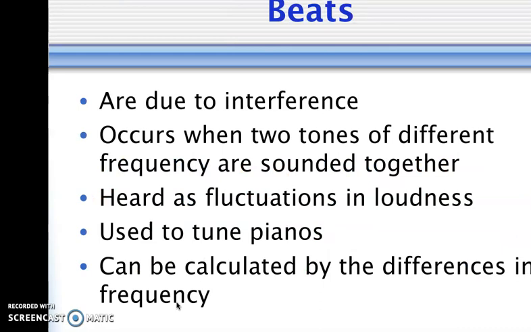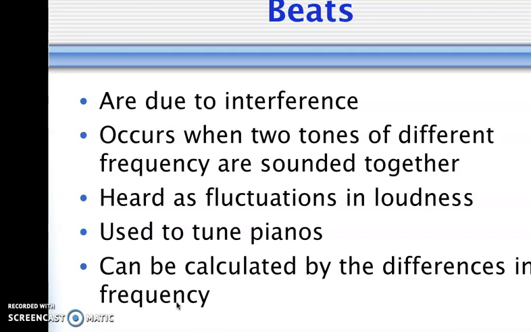Beats are due to interference, and this occurs when two tones of different frequency are sounded together. These are heard as fluctuations in loudness. You could use this to tune pianos, or to help tune your instrument. That's what the tuning fork's purpose is. I don't know that they still use tuning forks for that, but you can get tuning forks at specific frequencies, and you can use those to make sure that your instruments are in tune.